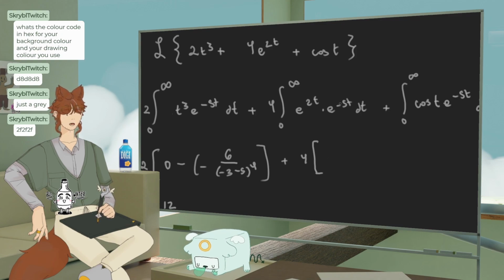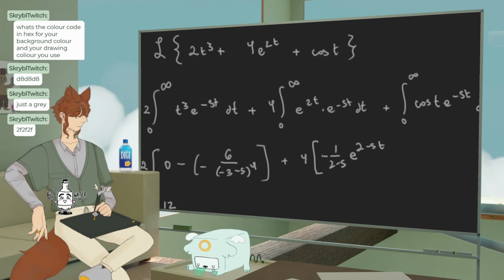This is 2 minus s. So we say e 1/2 minus s. E to the 2 minus st. Negative? I think it's negative. Is it negative? Let me think in my infinite wisdom. I don't think it's negative. Why would it not be negative though? Should it be negative?